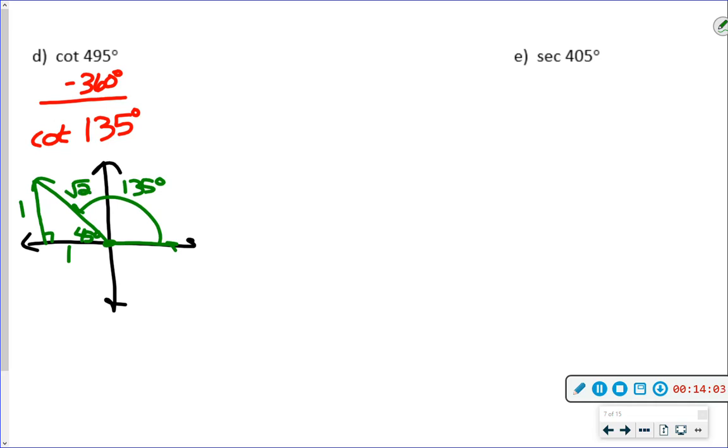Now, this bottom one, I'm going to throw a negative on because you're on the left side of the x-axis. Now, cotan, remember, is the reciprocal of tan. So I'm not going to do TOA, I'm going to flip it. I'm going to do adjacent over opposite. So adjacent negative 1, opposite 1. All that work for a lousy negative 1 answer, but hey, we got it.